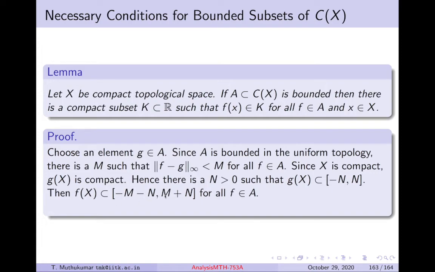And this choice of K does not depend on the choice of the little x and little f. And that's what we have here. M is independent of the x and f here. It is only depending on the bound of the set A. Okay, so if we define K to be this set, we are done. That's what we have proved.